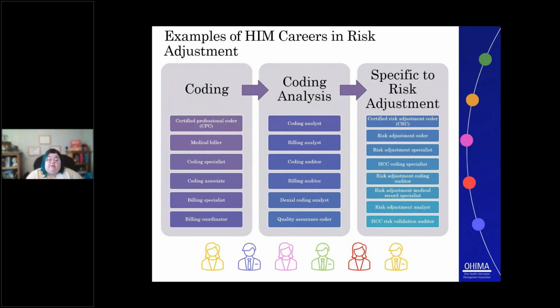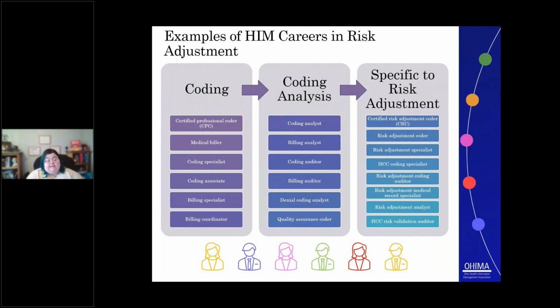But there are also careers that are very specific to risk adjustment for HIM professionals. And some examples are listed in the third box all the way to the right here. Some will have risk adjustment in the title, such as a risk adjustment coder or risk adjustment coding auditor. However, some titles may actually be specific to the risk adjustment model being used, such as an HCC coding specialist or an HCC risk auditor.